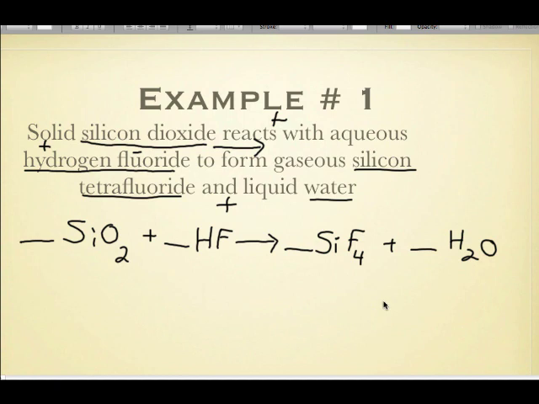When I look at this, I look at the silicon first because it's the first element in there. I look at it on the reactant side, and I look at it on the product side, and I see there's the same number of each. There's one of each. Silicon's good. I'll write a little checklist. Silicon's good, 1 and 1.